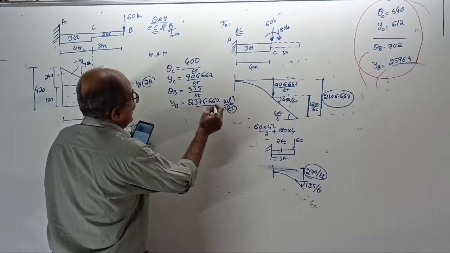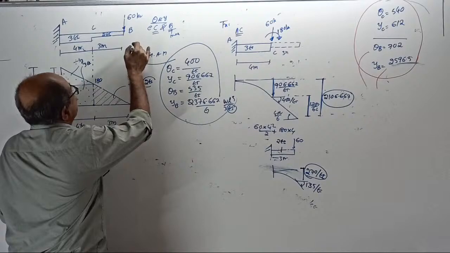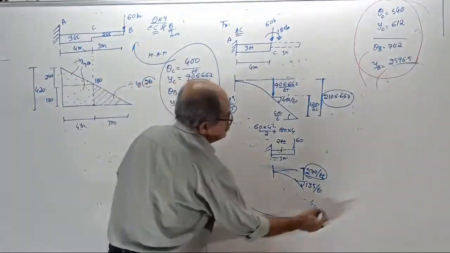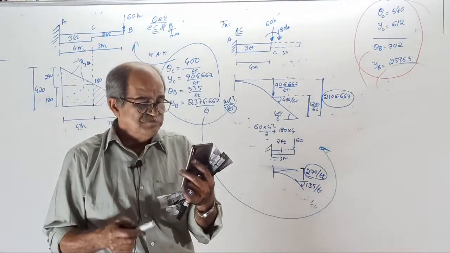2376.667 by EI. Okay. This is the answer for the moment area method and also by our shortcut. Can you try yourself now? Tell me, can you try?